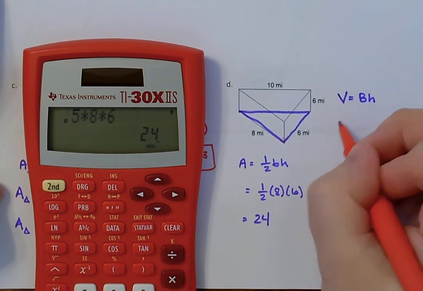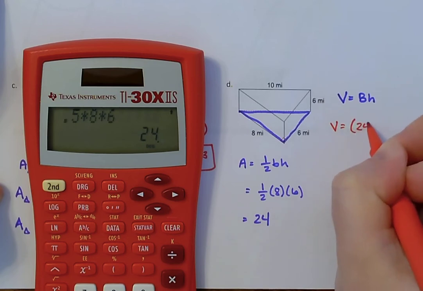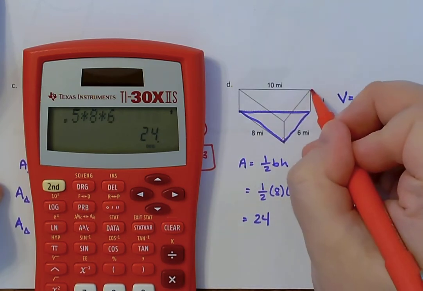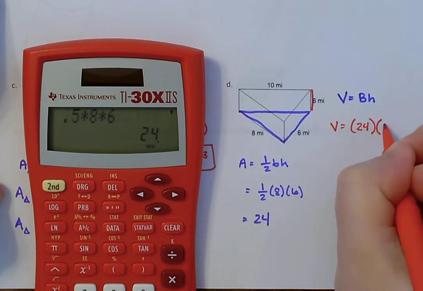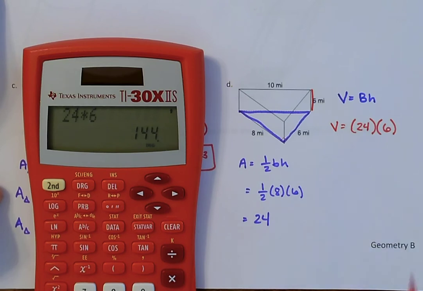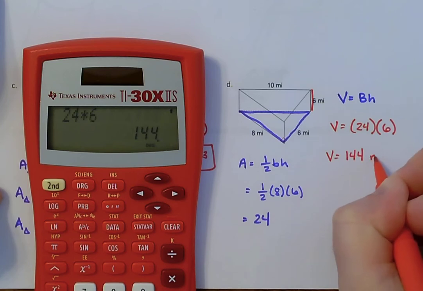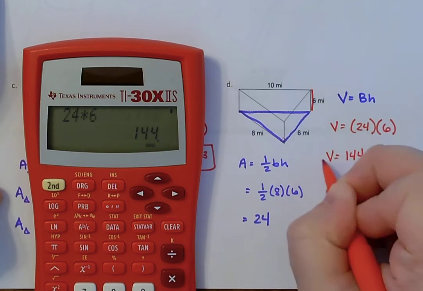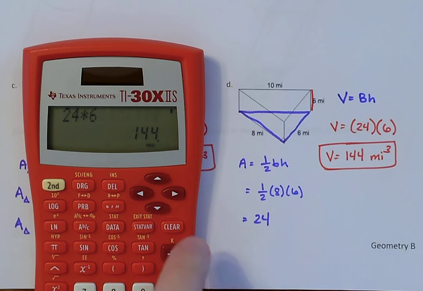So I can now start plugging stuff into my volume formula. The area of my base is 24, and then the height of the prism is going to be 6. So we're just going to do 24 times 6. And that tells us that the volume of this triangular prism is 144 miles cubed. And that is our answer for part D.